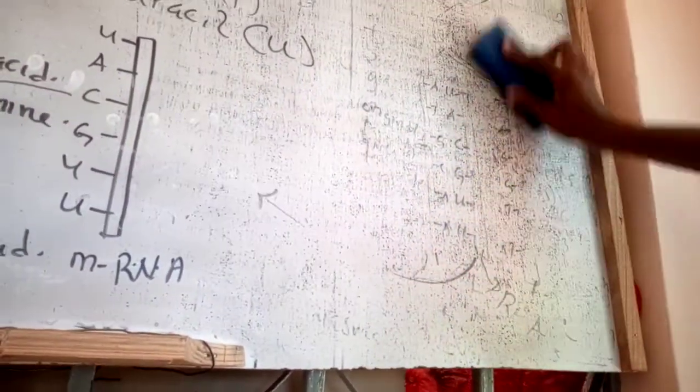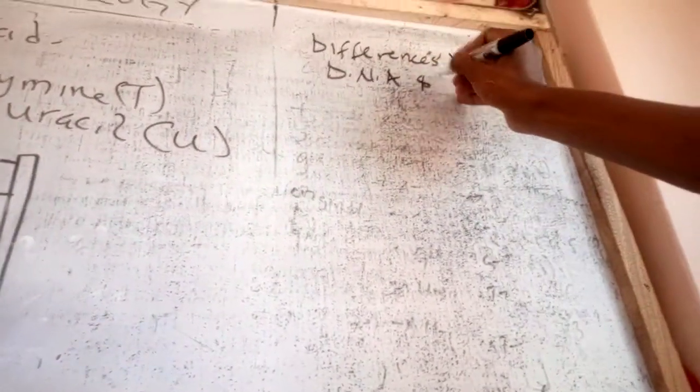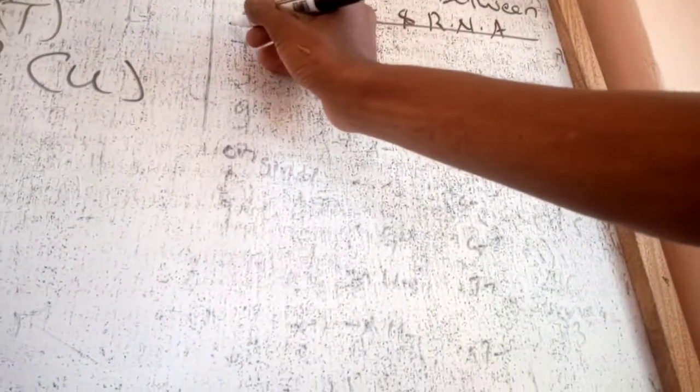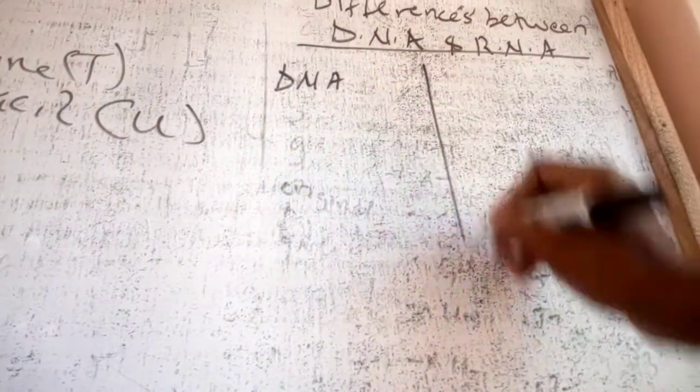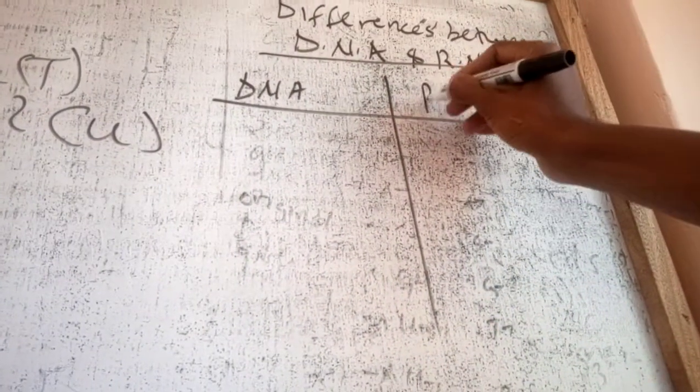And now I'm going to come to the next area, and I'm going to explain the differences between DNA and RNA. So the next area that I'm going to touch on is the differences between DNA and RNA. So on one side, I'm going to write DNA, and on the other side, I will write RNA.